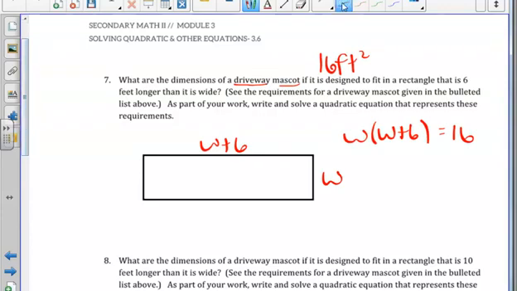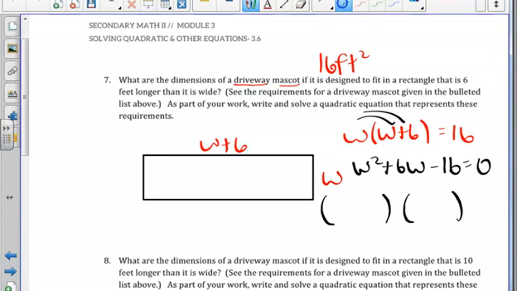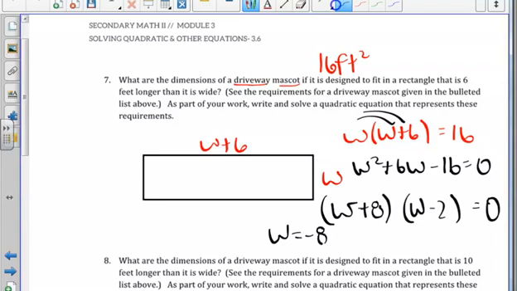Like we've been doing through this lesson, we will distribute the W to get a quadratic equation that looks like this. We definitely can factor this because we have two factors that multiply to negative 16 and add to 6, and those two factors will be W plus 8 and W minus 2. When we set these factors equal to 0 to solve, we get width will be negative 8, and the width will be 2. We cannot have the negative length, so we know our width would have to be 2.